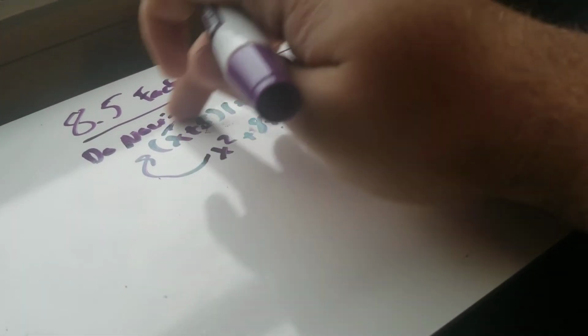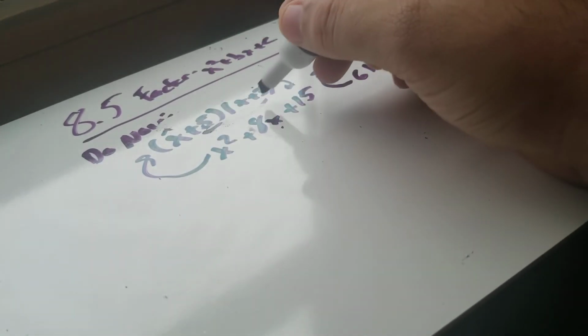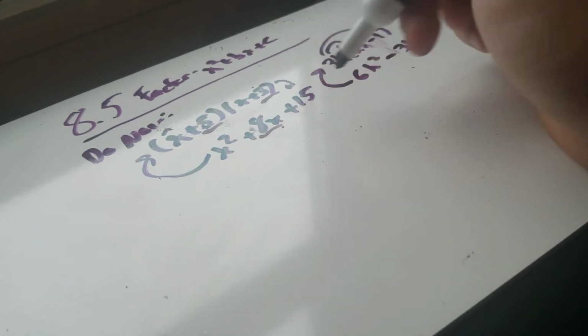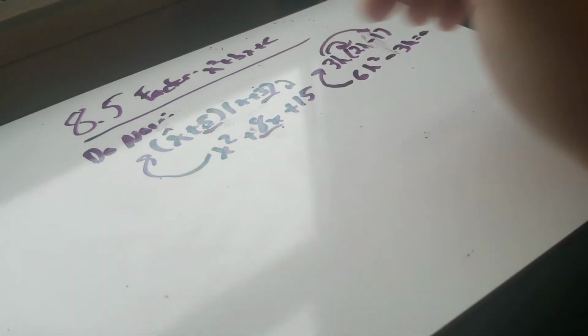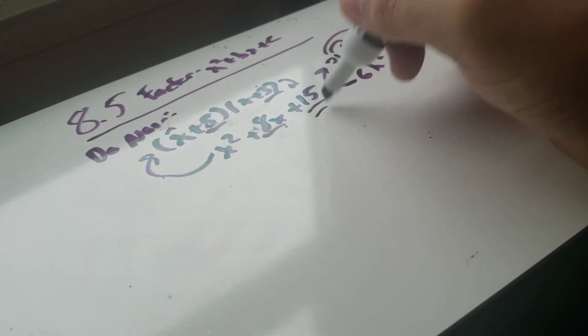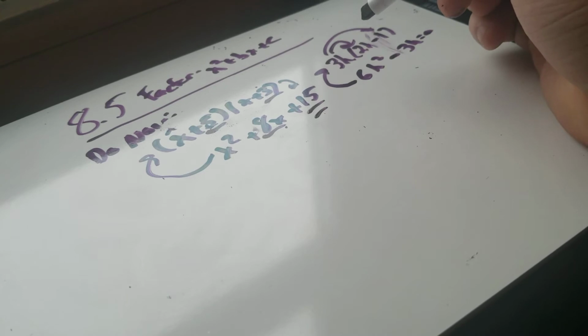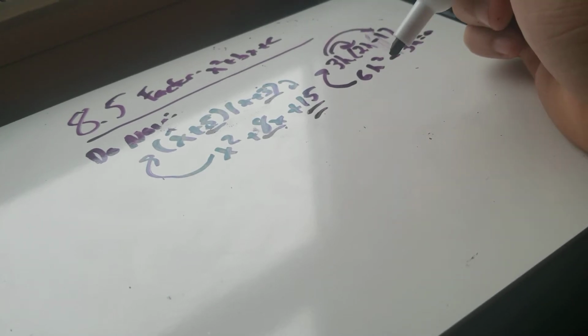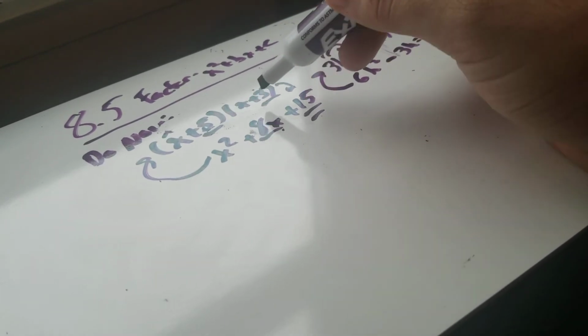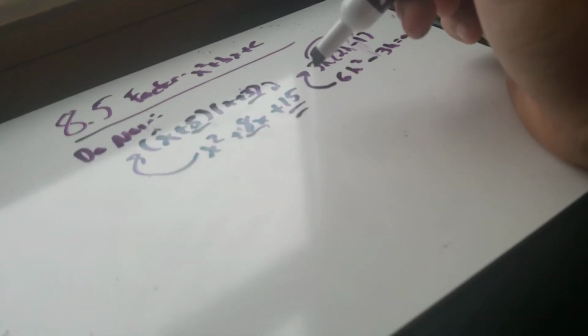Now, I want to ask you something. What can you do with 5 and 3 to get to 8? Good job. You could add them. What about 5 and 3 to get to 15? Good job. You can multiply them. So notice 5 and 3 multiplies to 15, and 5 plus 3 equals 8.